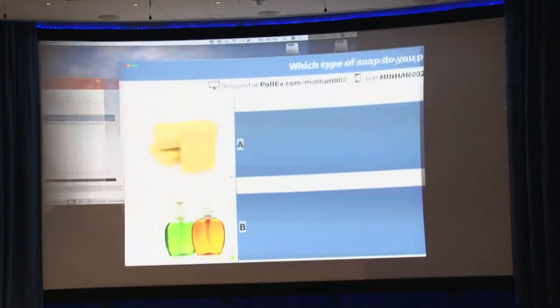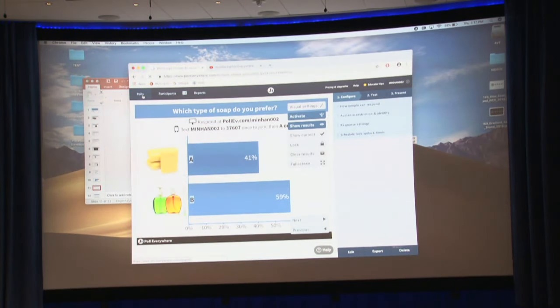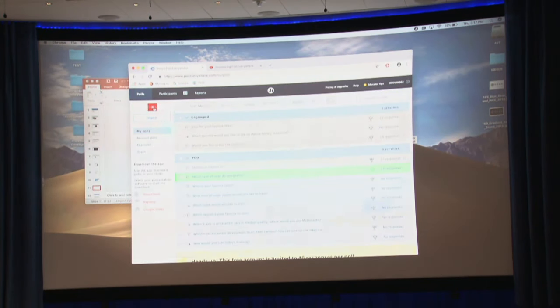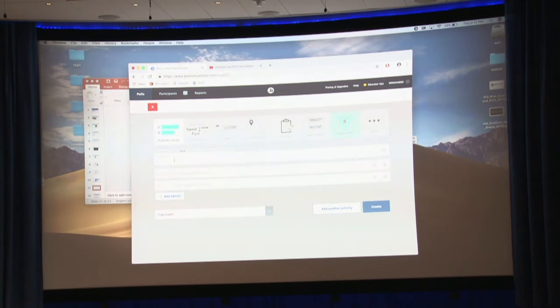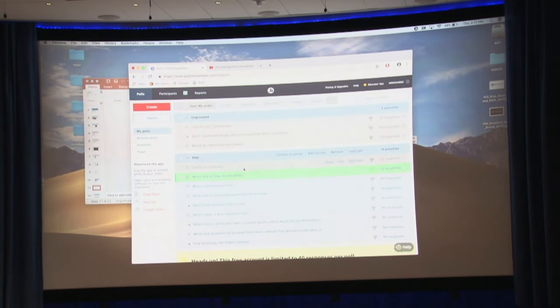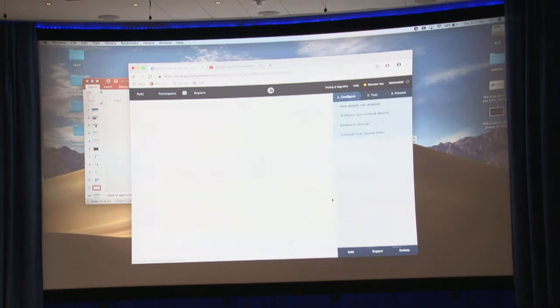For example, as I showed earlier, if you go back to polls, you can create a poll, multiple choice, and you can change your questions here. Which type of soap do you prefer when you take a shower? And right away, they could see the question and they could answer it. I'm not creating this question right now, but you can change pretty quick and fast.